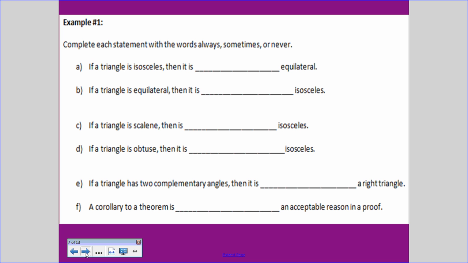Alright, so let's do some examples now. We learned a good bit of theorems here. We learned the triangle sum theorem, the exterior angles theorem, the corollary to the triangle sum theorem, and we learned 7 ways to classify triangles. So let's put some of this into practice. Example number 1 says, complete each statement with the words always, sometimes, or never. Here's what I would like you to do. I'm going to set my timer. I'm going to give you 2 minutes. See if you can figure them out on your own, and then we're going to do them together.